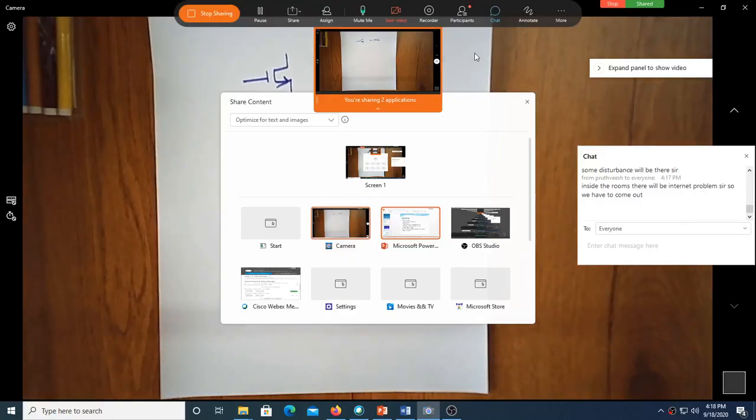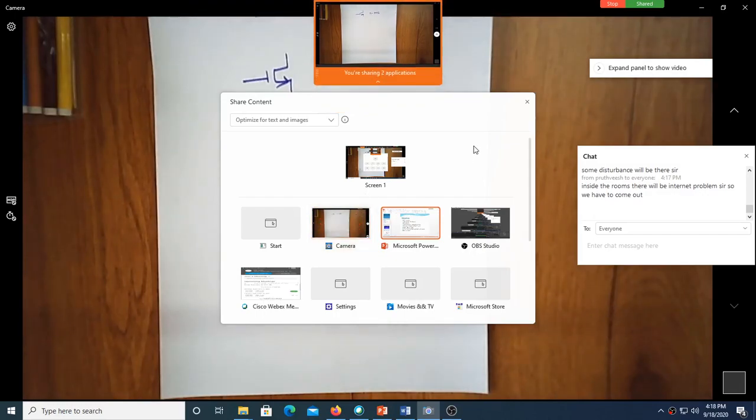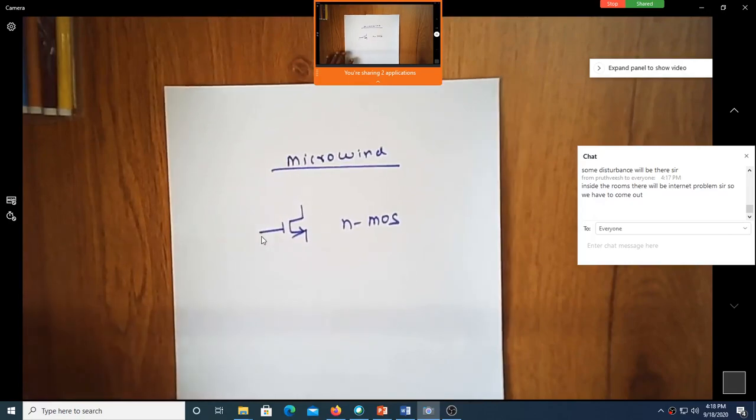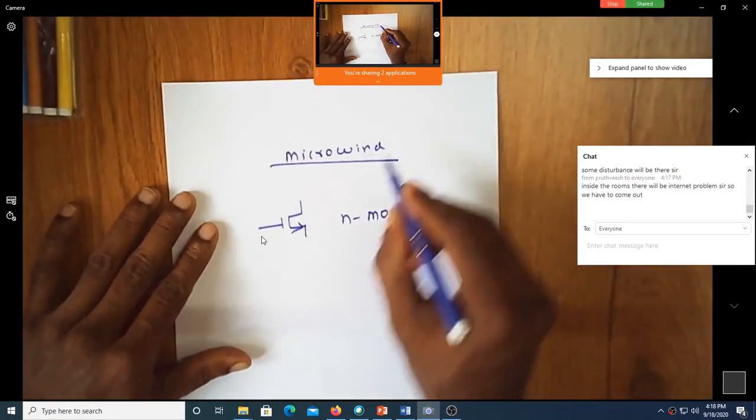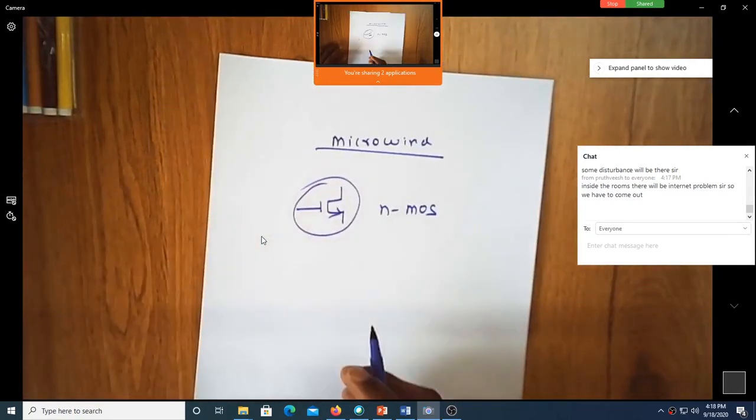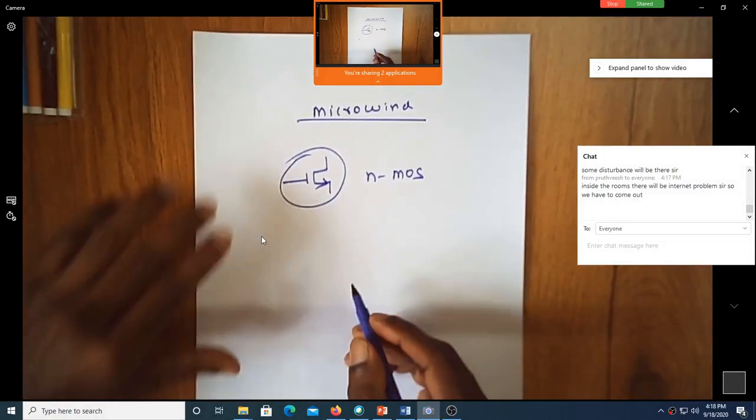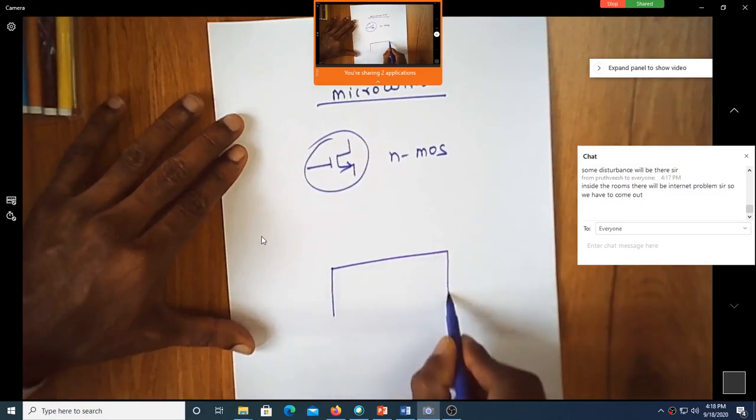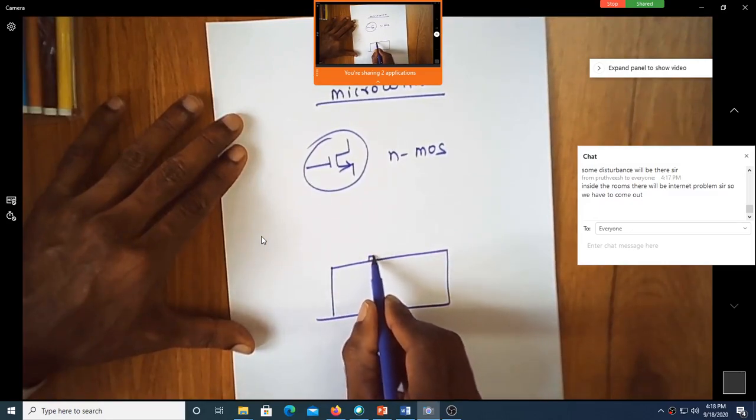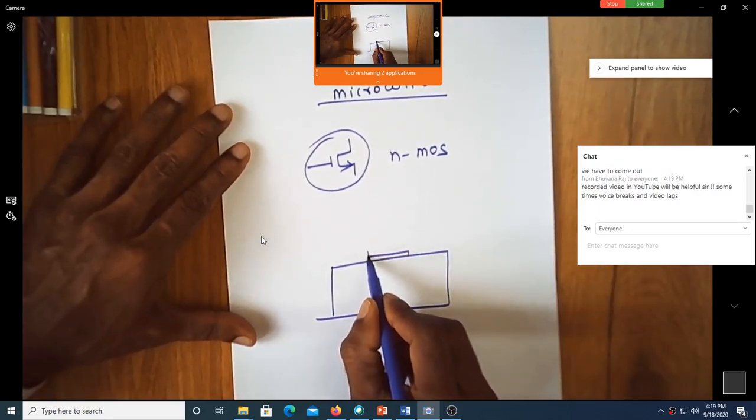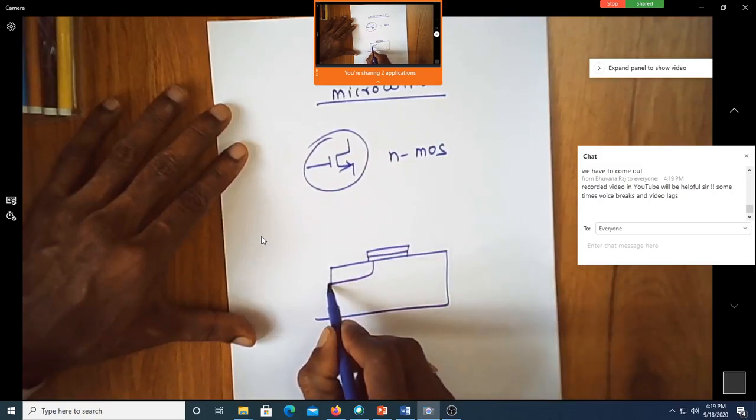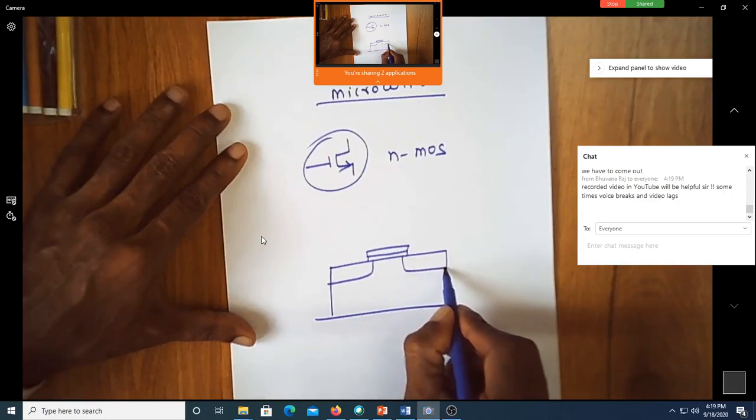This is what we are having. We know that this is a MOSFET. Actually, we'll get to know how we fabricate this MOSFET. If you can remember the way we used to write a MOSFET in the cross-section view, you have the gate oxide, over which you have a gate structure, and here you have the source and drain.